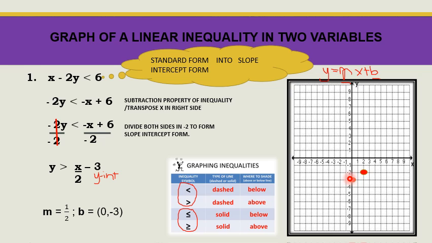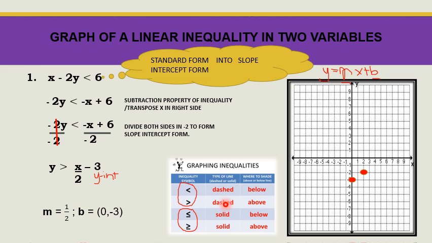And then for the m, for 1/2, 1 is for rise and 2 is for run. So we're going up 1, and then for going to the left, because that is positive, we're going to count 2. 1, 2. So therefore this is another point. And then let's use the dash line.